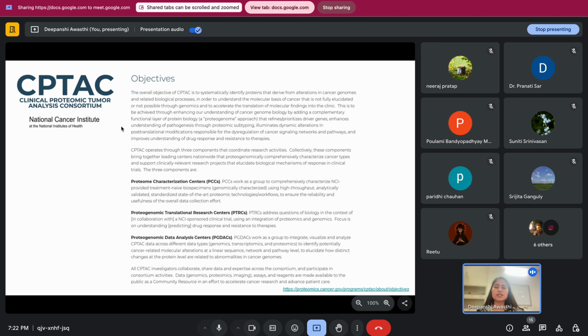And these are the objectives of CPTAC. The overall objective was to identify those proteins that derive from the alterations in the cancer genomes and their related biological processes. All this information is present in CPTAC, so you can check what information they are providing. The three main components of CPTAC are the Proteome Characterization Centers, the Proteogenomic Translational Research Centers, and the Proteogenomic Data Analysis Centers. These three components combine and further analyze the data and give you the information.